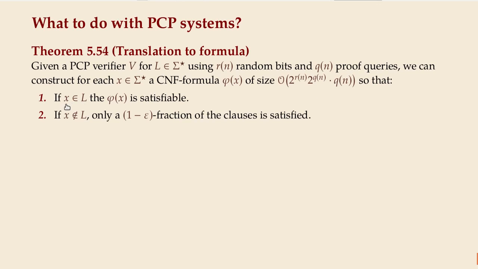If a word is in the language, then the formula we construct is satisfiable. And if the word is not in the language, the formula is not only unsatisfiable, in fact, the maximal fraction of clauses that we can satisfy is bounded away from 1. And this epsilon here is certainly the same for all words in the language. It's actually the same epsilon, and it depends only on R and Q. So it's fixed for the language or for the verifier V.